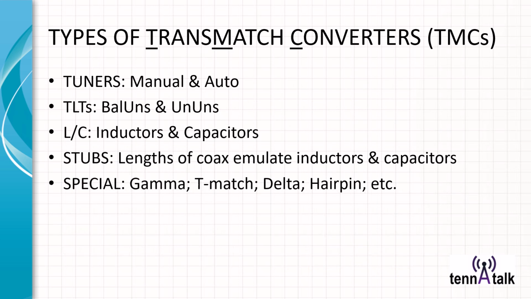Types of transmatch converters, or what I call TMCs. Well, tuners are obvious, manual or auto tuners. Transmission line transformers, or baluns and ununs, for example, are another way to get a transmatch, but limited. LC networks, which are used in tuners. Stubs and even special matches that you see here are often used. I'll leave that to you to look up in the ARRL antenna handbook as to how those work. But there's a lot of different ways to get a transmatch, an impedance match across an interface.